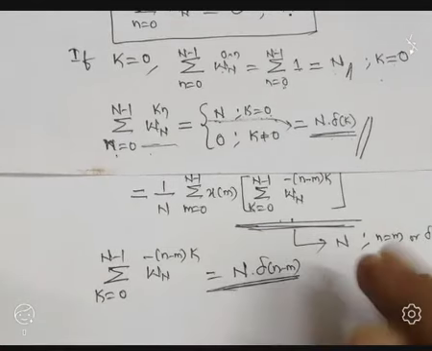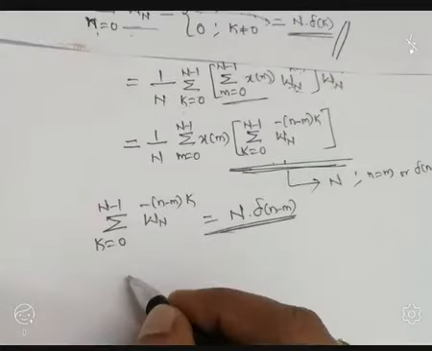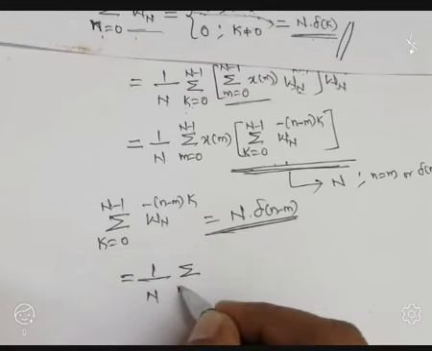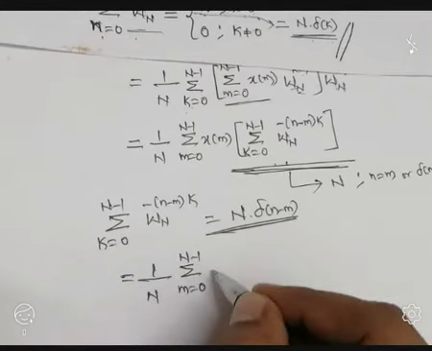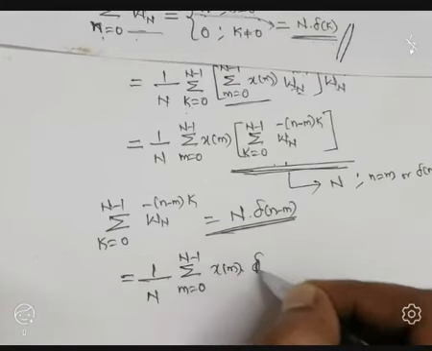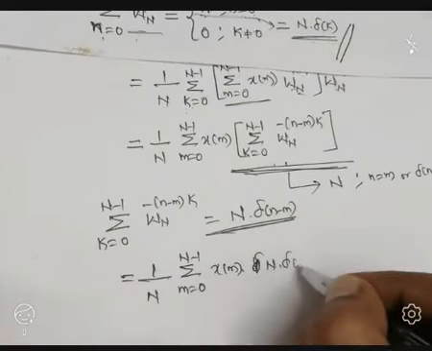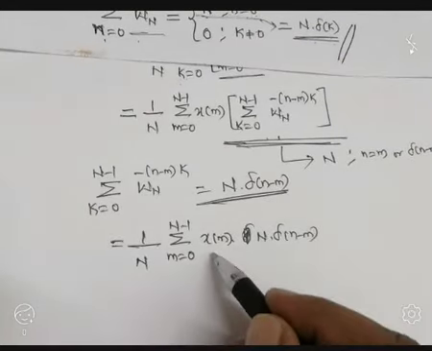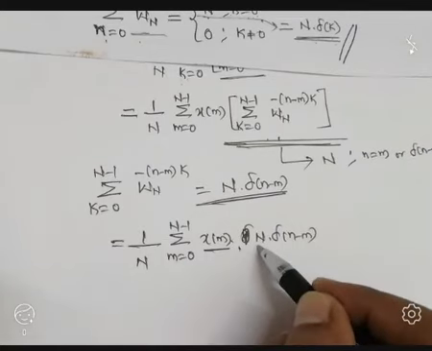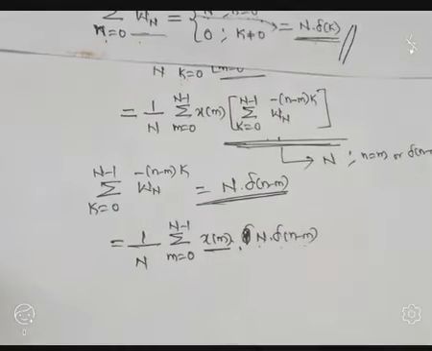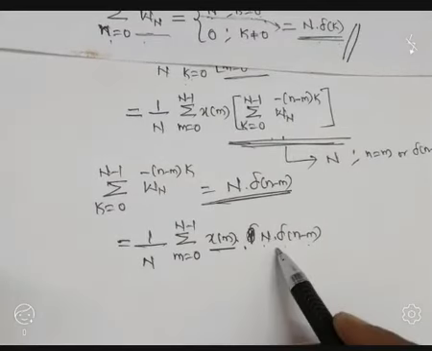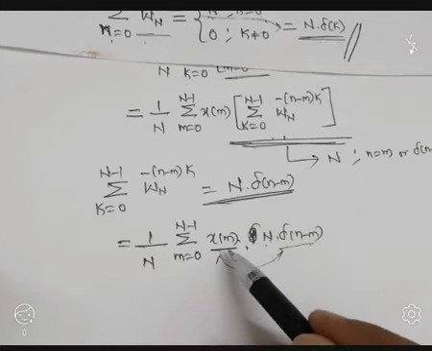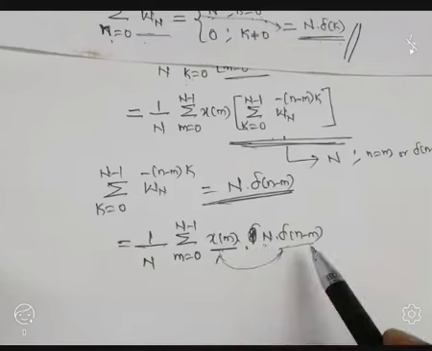So let us substitute this value in the above equation. Then the expression becomes 1 by n summation m equal to 0 to n minus 1 x of m into n into delta of n minus m. Very simple. Now observe this term. There is a multiplication of x of m into n into delta of n minus m. Let us make use of the properties of the impulse function. This is the impulse function. So if you multiply these two signals, there is a multiplication of x of m, n, and delta of n minus m.